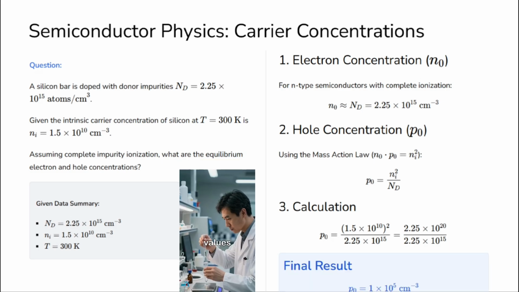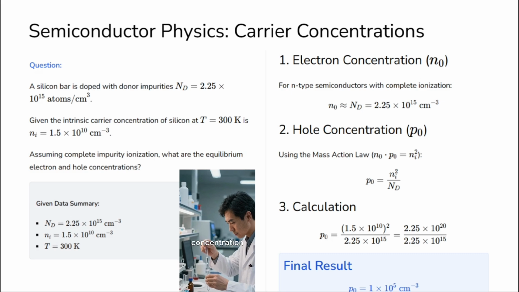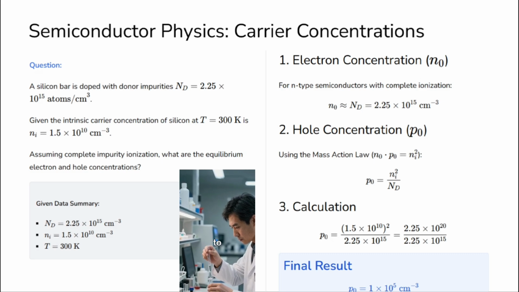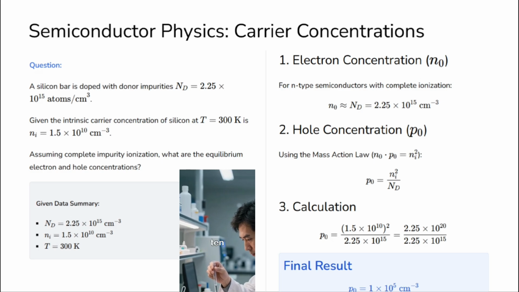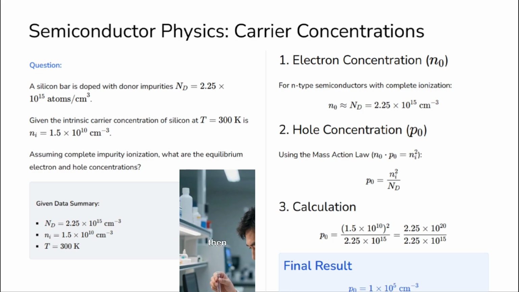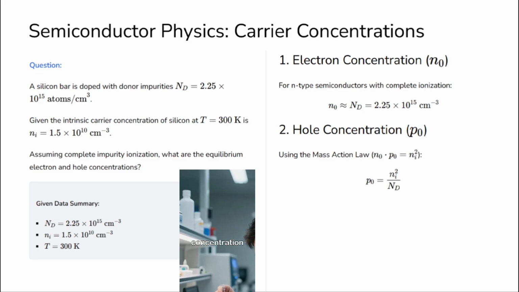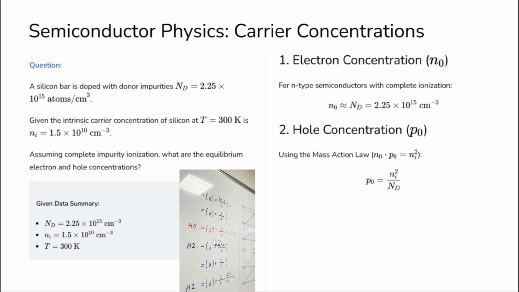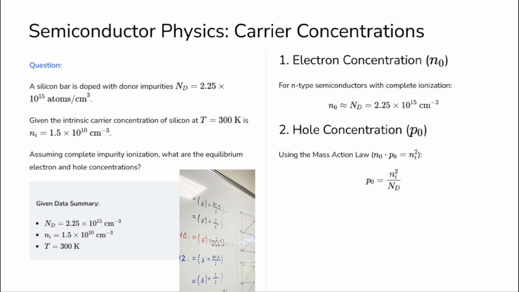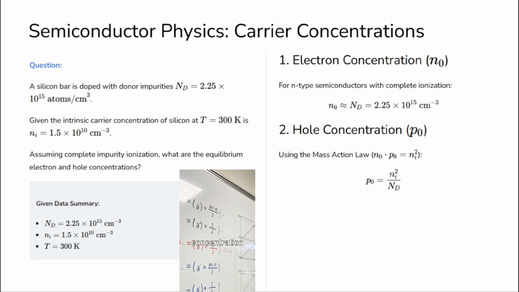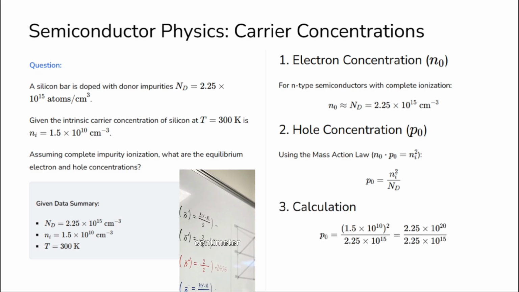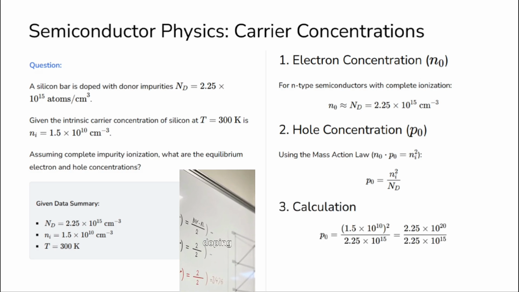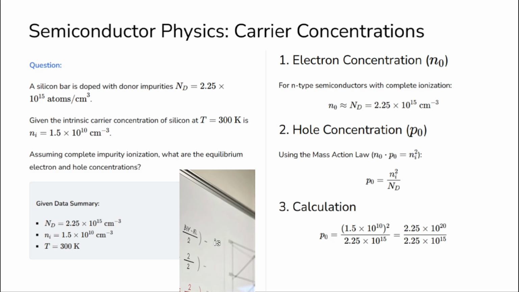Now we plug in our given values. We take the intrinsic concentration of 1.5 times 10 to the power of 10 and square it, which gives us 2.25 times 10 to the power of 20. We then divide this by our donor concentration of 2.25 times 10 to the power of 15. The 2.25 terms cancel out, leaving us with a final hole concentration of 1 times 10 to the power of 5 per cubic centimeter. Our electron concentration matches the doping level, and our hole concentration is much lower.